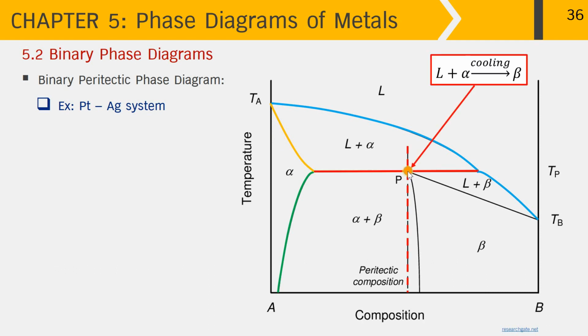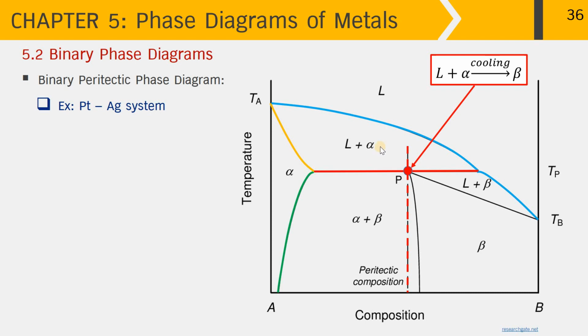Point P is the peritectic point, where the peritectic reaction takes place through the transformation over here. That is, the liquid phase plus one solid phase transforms into another solid phase upon cooling through the peritectic transformation. Therefore, the temperature line over here is the peritectic temperature, or Tp. And at point P, the composition down here is of course the peritectic composition.